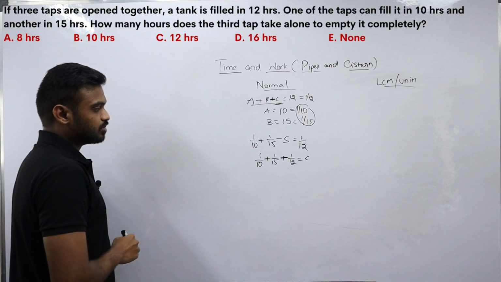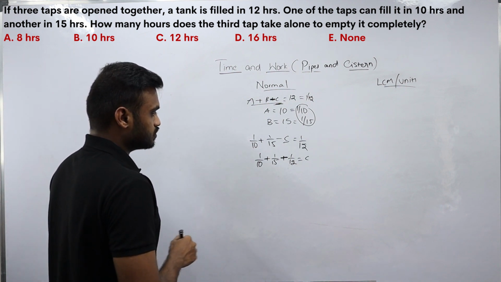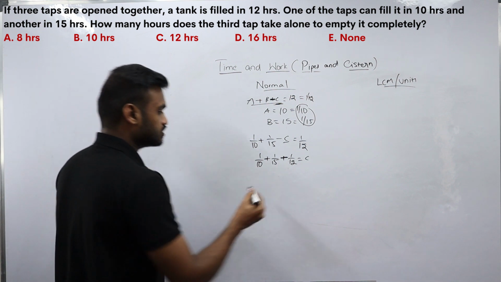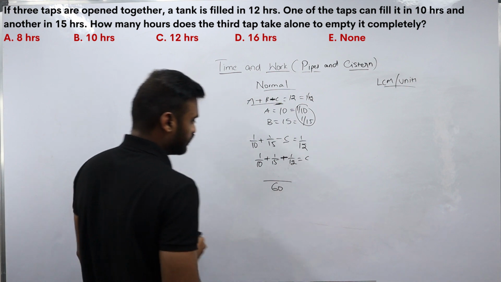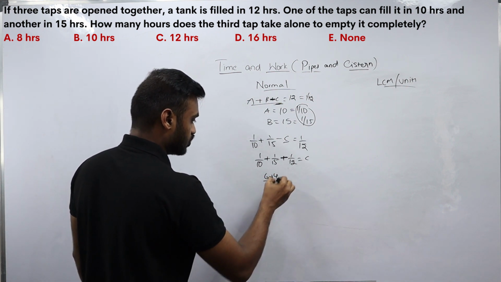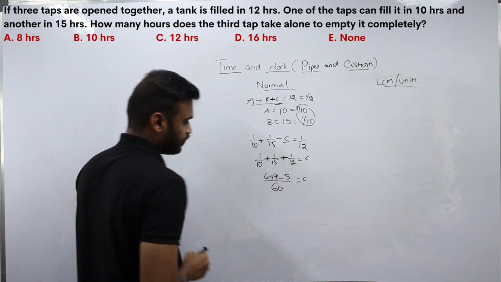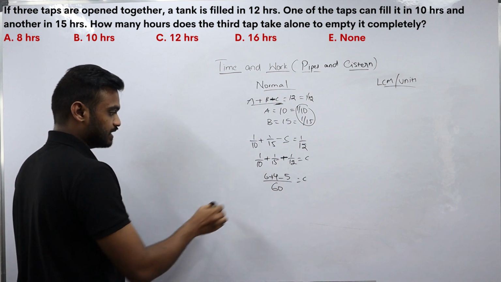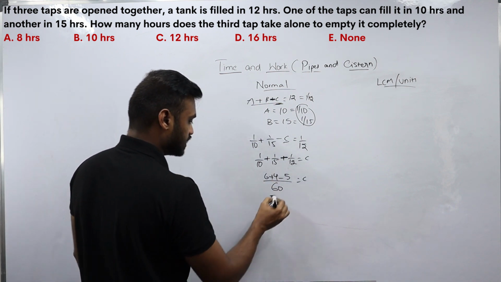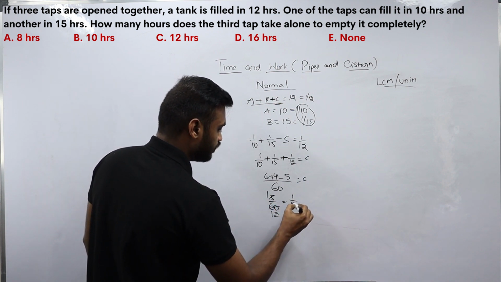The LCM of 10, 15 and 12 is 60 units. So I will get 1 by 10 into 60 will be 6, plus 1 by 15 into 60 will be 4, minus 1 by 12 into 60 will be 5, equal to C. So I will get 6 plus 4, that is 10, 10 minus 5, that is 5 by 60. So I will get 5 ones are 5 and 5 twelves are 60, equal to 1 by 12.